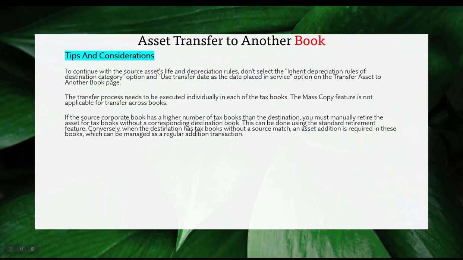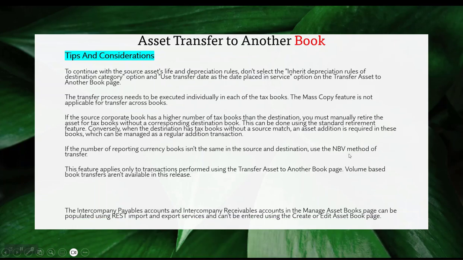They can be done using standard retirement features, and when the destination has tax books without a source match, an assets addition is required in these books. If the number of reporting currency books isn't the same in the source and destination, use the NBV method of transfers. Also, there are two or three, I don't know, numbers or types of transfers. We will see it later. In this case, you have to use this method.